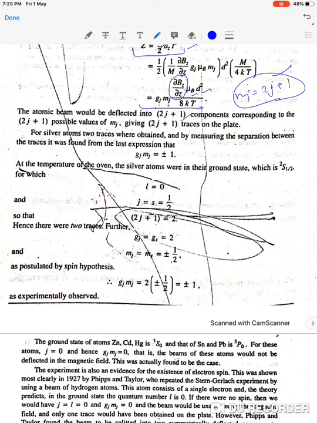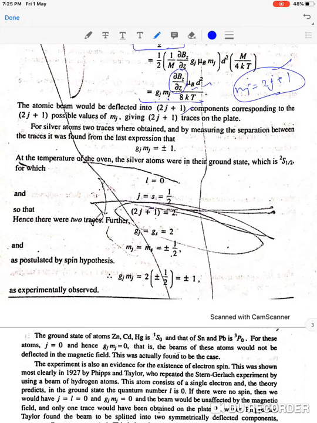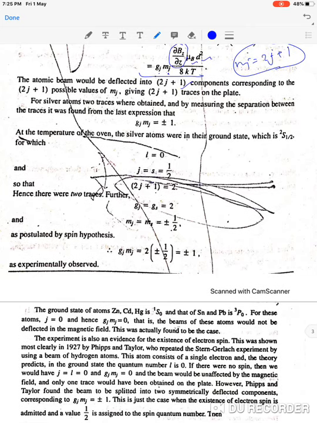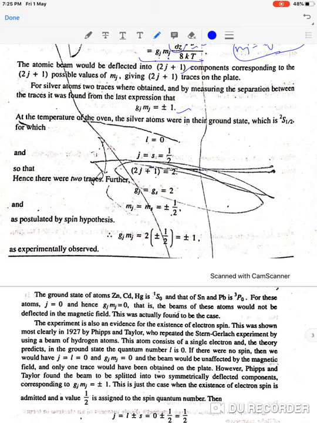So the atomic beam would be deflected into 2J plus 1 components corresponding to 2J plus 1 values of mJ, giving 2J plus 1 traces on the plate. Okay, now for silver atom, 2 traces were obtained, and by measuring the separation between the traces, it was found from the last expression that gJ mJ is equal to plus minus 1. Now how can we get gJ mJ equal to plus minus 1? At the temperature of the oven, the silver atoms are in their ground state.